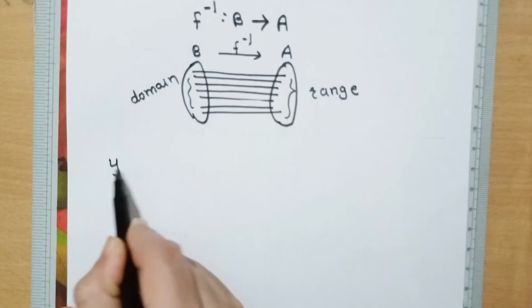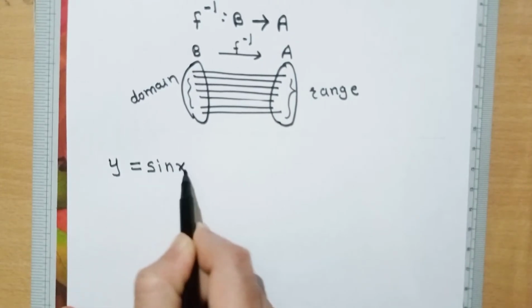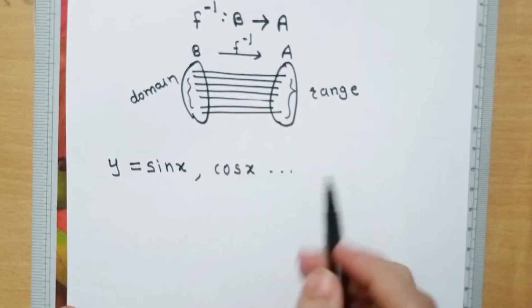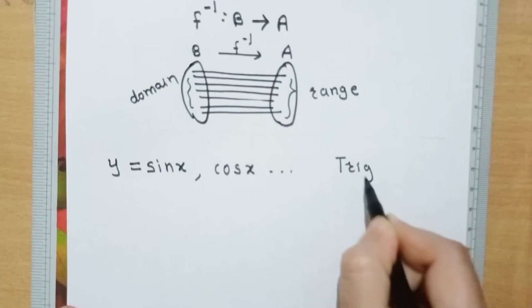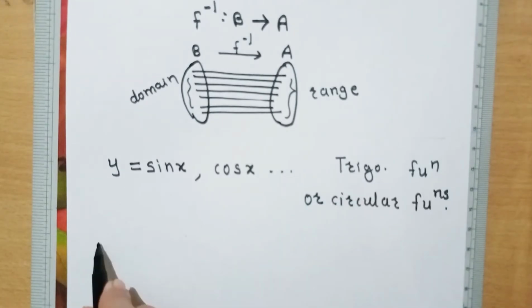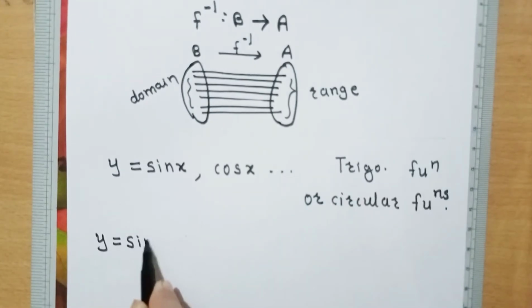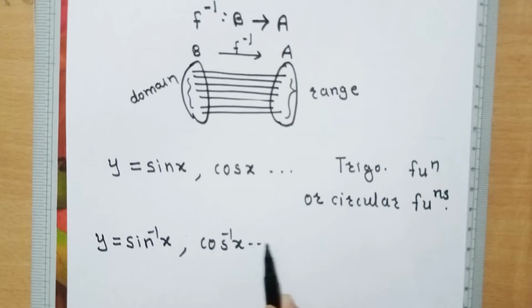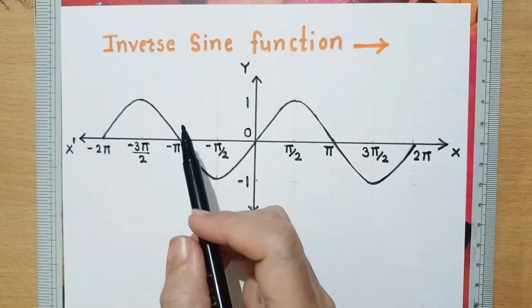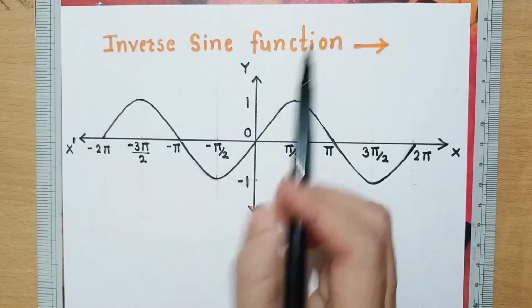So if I take the function y is equal to sin x, or if I take the trigonometric ratio cos x, and so on, these functions are called trigonometric functions or circular functions. And their inverse functions, y is equal to sin inverse x or cos inverse x, are called inverse trigonometric functions or inverse circular functions. So first, check what is the inverse sine function.